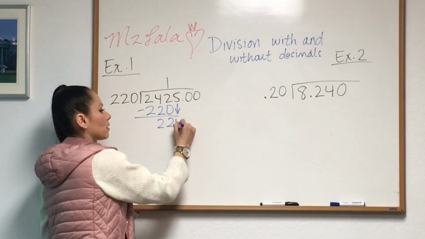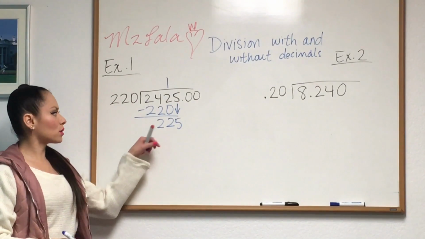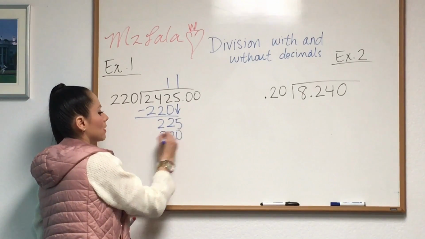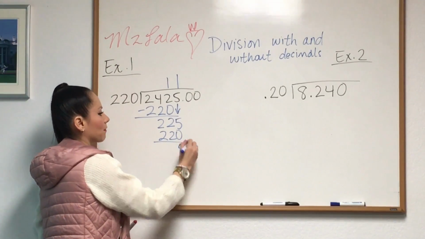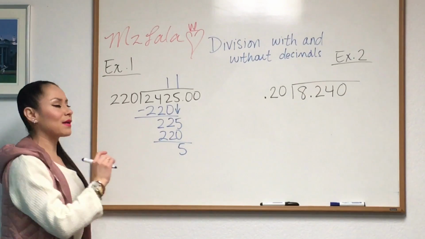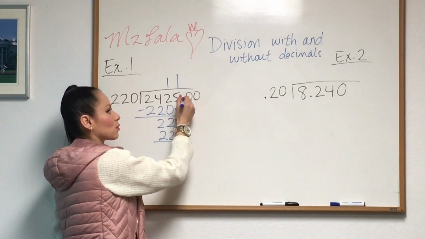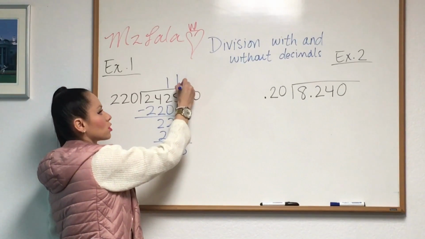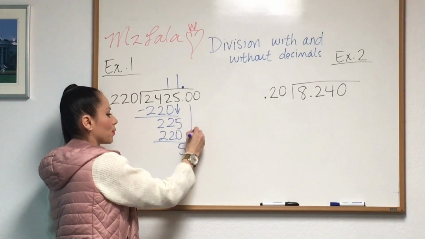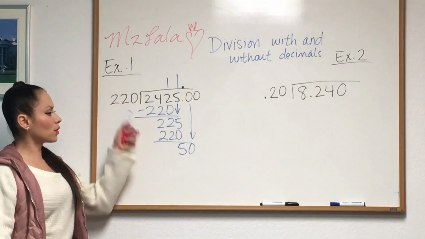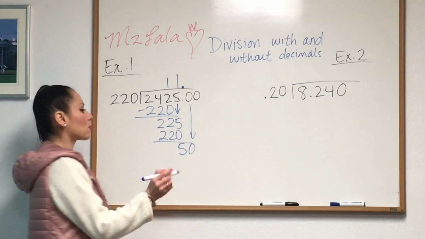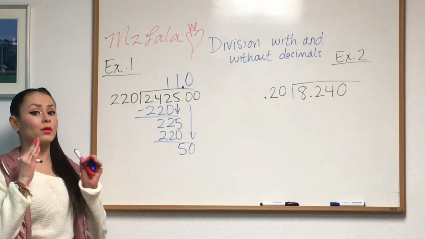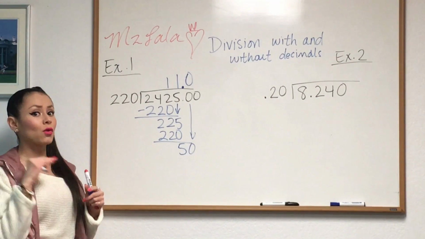Then we're going to bring down this 5, and 220 goes into 225 one time. So that would be 220 again, and we have 5 left over. Now, in dividing with decimals, you must line up the decimals. So right away, after the 5 we have the decimal, let's just put it up here, and now we can bring down this 0. So now 220 fits into 50 zero times, which means you must place a 0 right there, because zeros that are in between must go there.